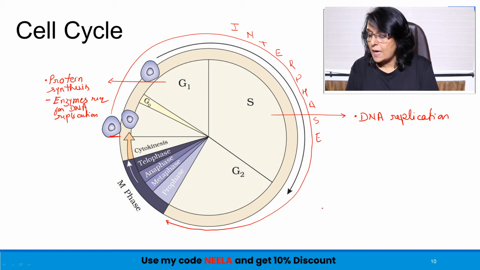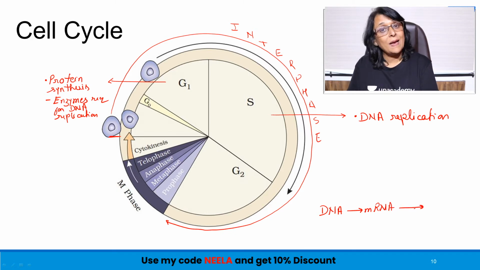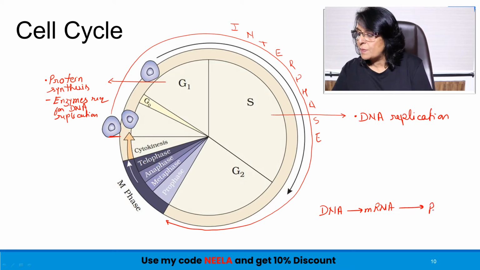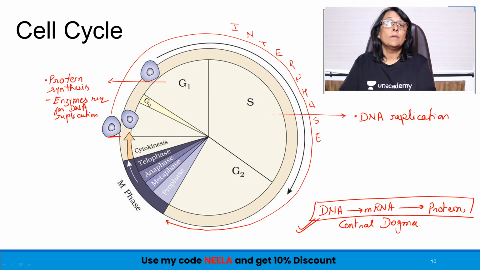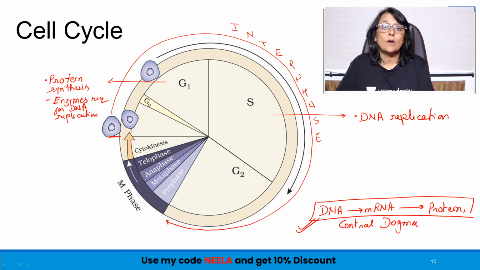So this is actually known as the central dogma. From DNA, the information is brought by messenger RNA, and this messenger RNA attaches to the ribosome, where protein synthesis takes place. So protein is formed, and this whole thing is known as the central dogma. This is important. Without this central dogma, life cannot exist.